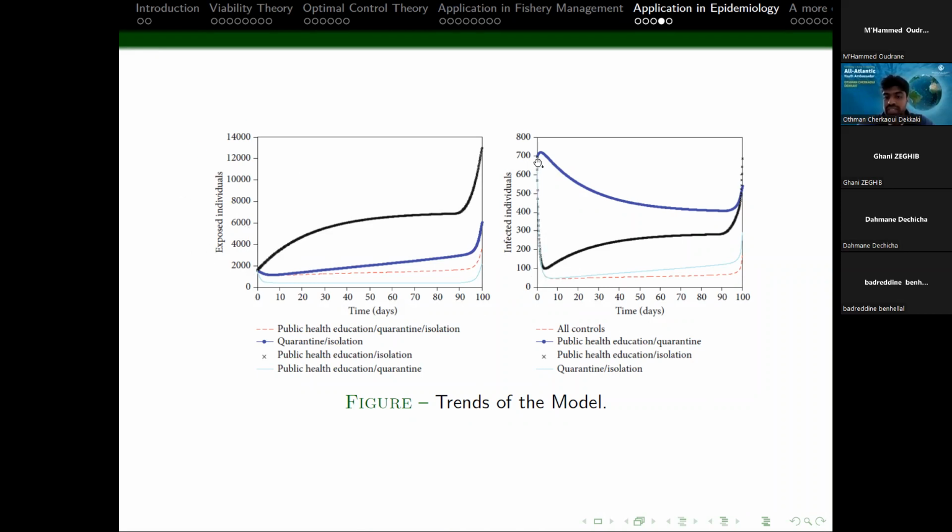What happened is that the infected will be decreasing, because first of all it will rush up, and then it will be slightly continuously increasing, then it will shoot up at the last time, and vice versa depending on other policies, meaning quarantine and isolation in the blue, and public health education and quarantine is the one with the lowest.